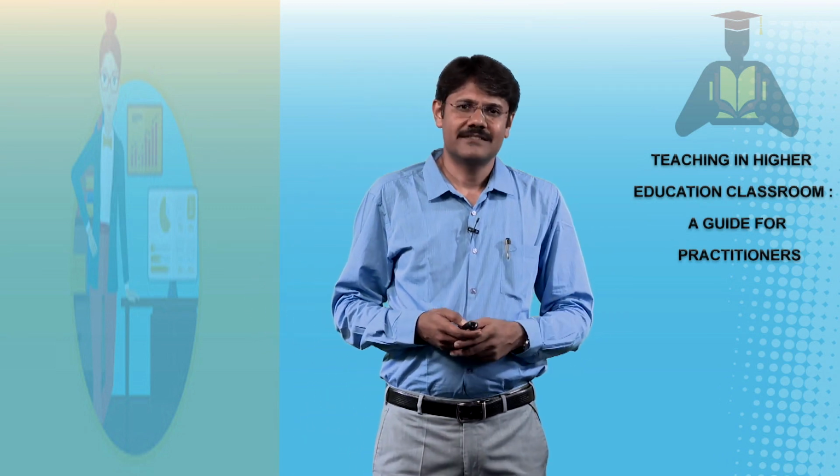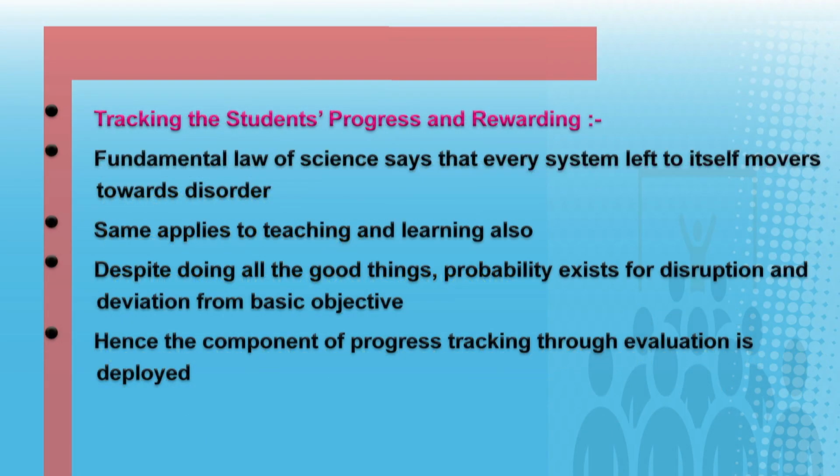Now, I am coming to the next topic, that is tracking the students' progress and rewarding. Fundamental law of science says that every system left to itself moves towards disorder. Same applies to teaching and learning also. Despite doing all the good things, probability exists that disruption and deviation from basic objectives will occur. Hence, the component of progress tracking through evaluation is deployed.